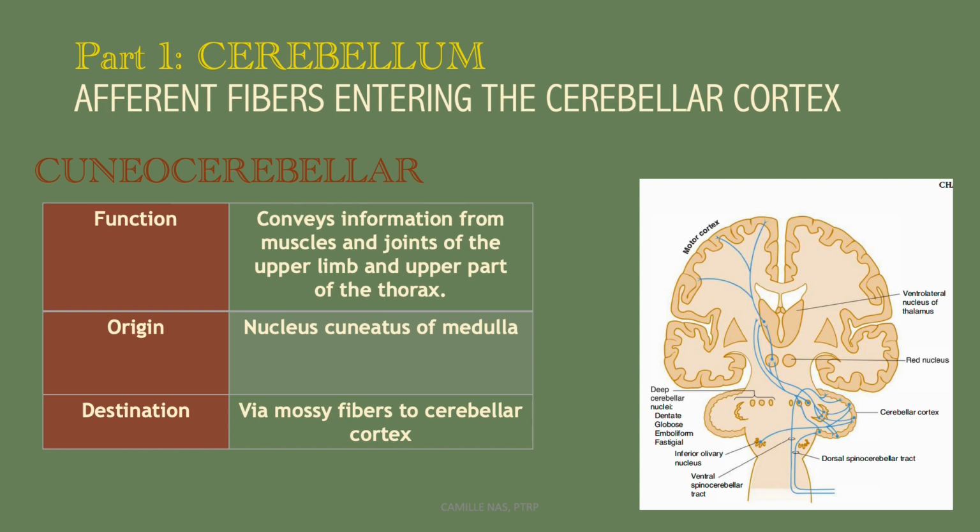Your cuneocerebellar. We already mentioned cuneatus earlier, it's for the upper limbs. It conveys information from muscles and joints of the upper limb and upper part of the thorax. It originates from the nucleus cuneatus of the medulla, and then it will synapse with your cerebellar cortex via the mossy fibers.